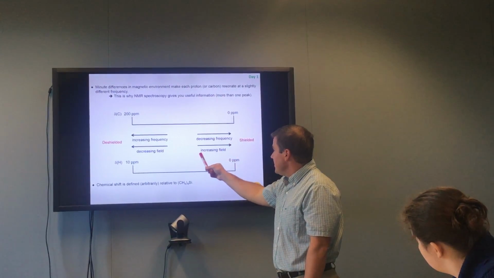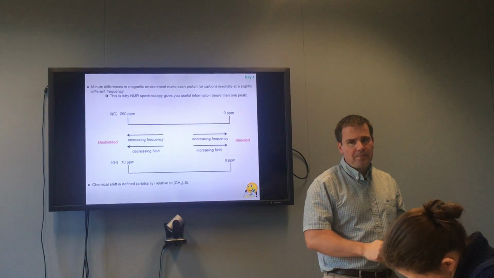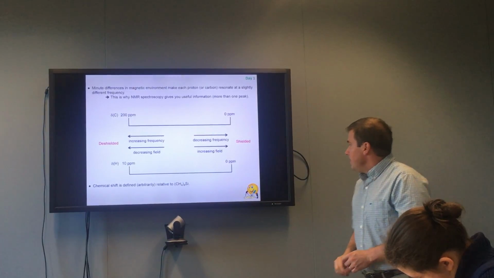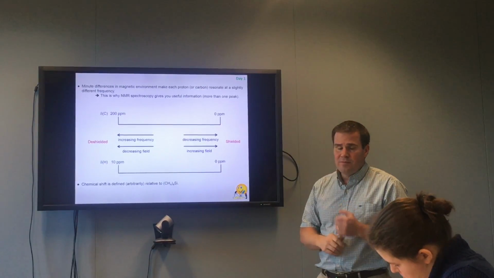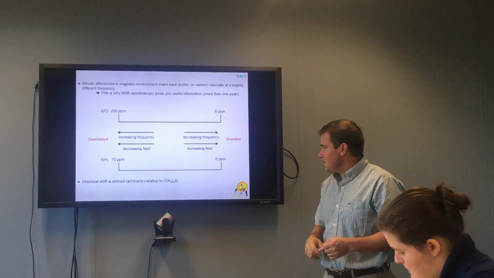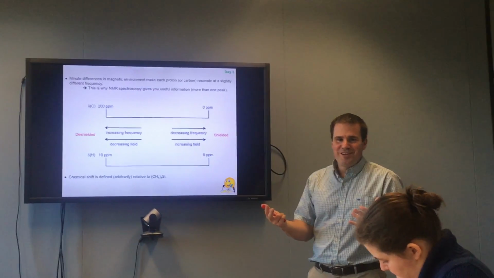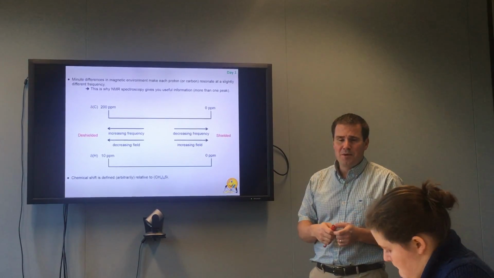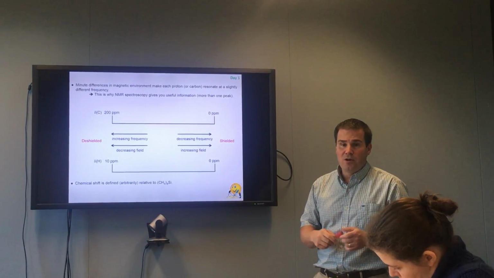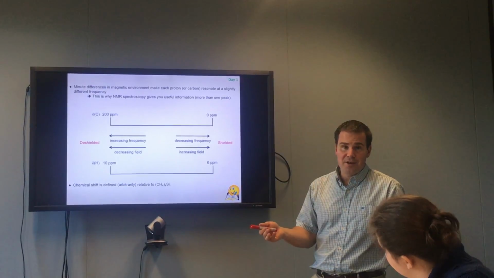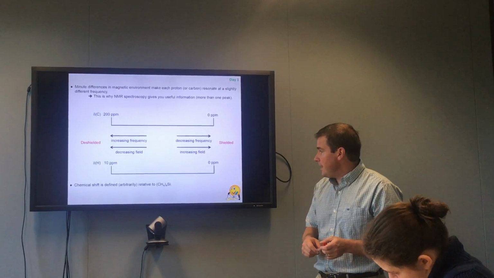Decreasing frequency, increasing field, decreasing field, increasing frequency. Okay. Now we're going to talk about where those shielded and deshielded terms come from. And because I have to tell you somewhere, I'll tell you on this slide: there's no absolute 0 in a proton NMR or in a carbon NMR. The numbers that we write at the bottom of the spectrum are always defined with reference to some kind of standard.